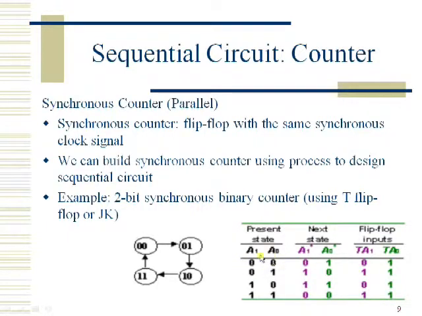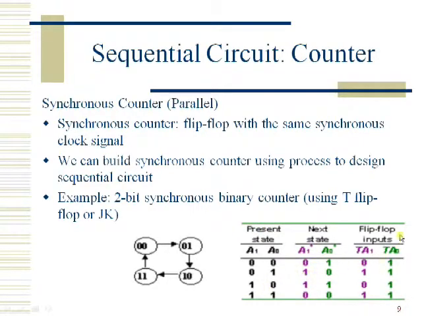Now we have to write the next state for each present state. Assuming that 0 0 is the present state, the next state for this 0 0 would be 0 1. If 0 1 is the present state, then the next state would be 1 0, and if 1 0 is the present state, then the next state would be 1 1, and if 1 1 is the present state, then the next state would be 0 0. So this is how we are going to write the present as well as the next states.